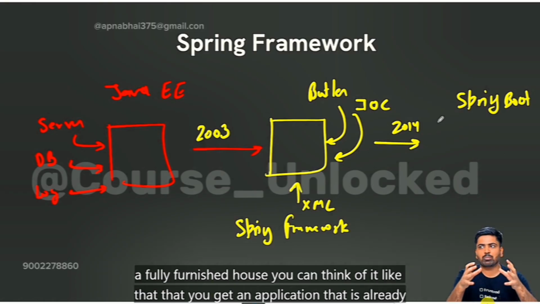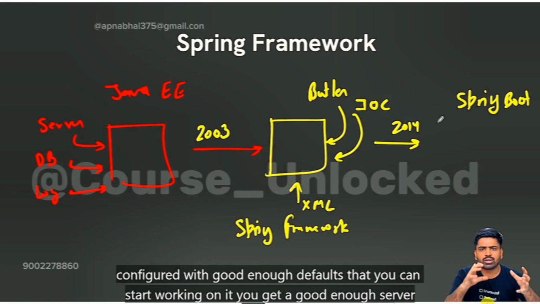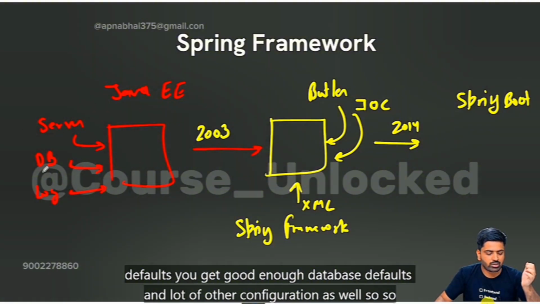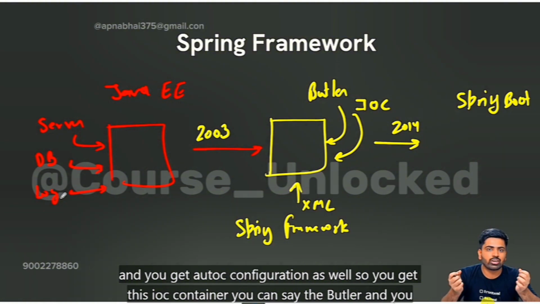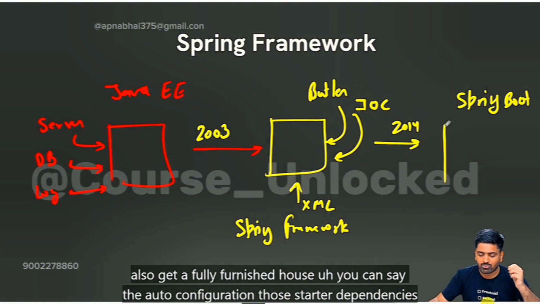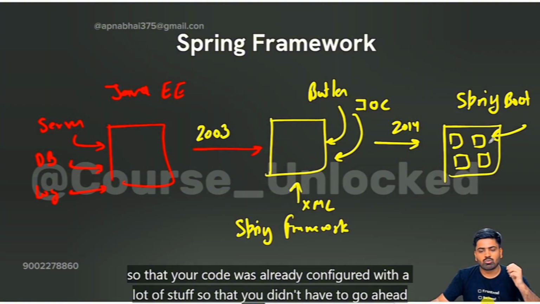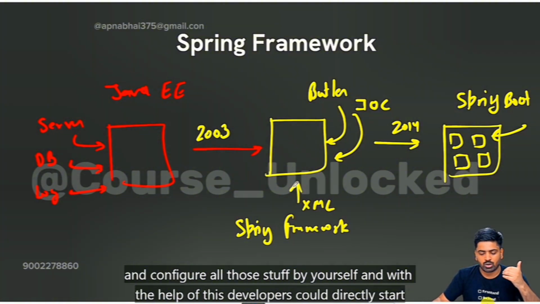That you get an application that is already configured with good enough defaults that you can start working on it. You get good enough server defaults. You get good enough database defaults and a lot of other configuration as well. So with Spring Boot, you get starter dependencies from which you can just directly start your code, and you get auto configuration as well. So you get this IOC container, you can say the butler, and you also get a fully furnished house. You can say the auto configuration, those starter dependencies, so that your code was already configured with a lot of stuff, so that you didn't have to go ahead and configure all those by yourself.